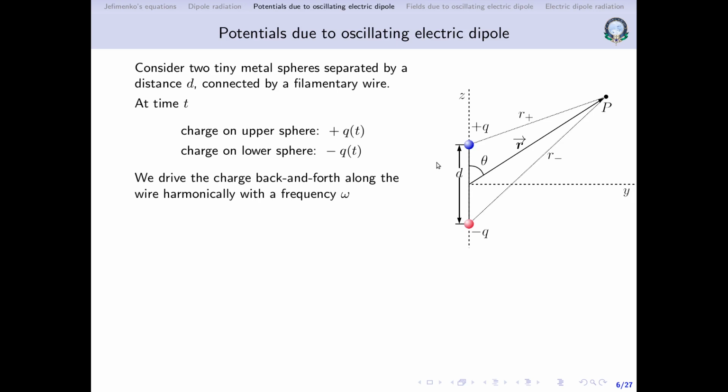Now let's say by some means we are able to drive the charge back and forth. I could have another object here whose charge I can hook up to an external circuit that keeps changing the charge on this sphere and on this sphere. If I change the charge on this other sphere harmonically, then this will also change, and accordingly this will also change. So we can obtain an oscillating electric dipole in this way. If it is harmonic oscillation, we can say that the charge is changing as q naught cos of omega t.